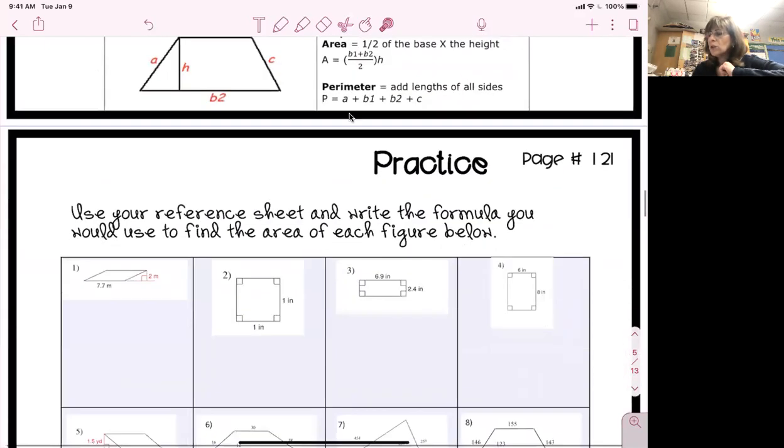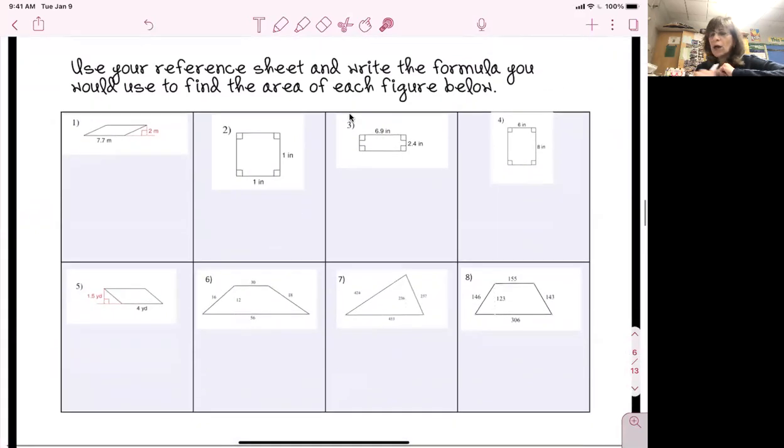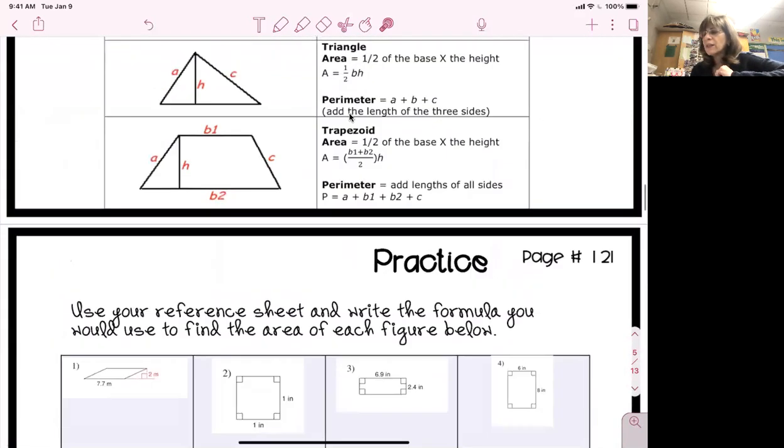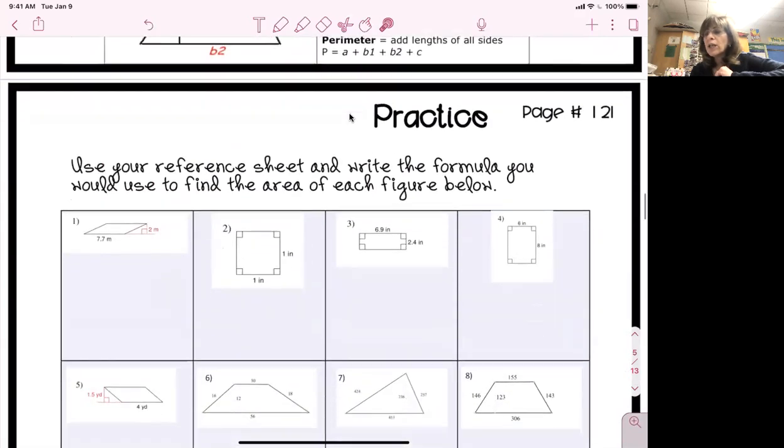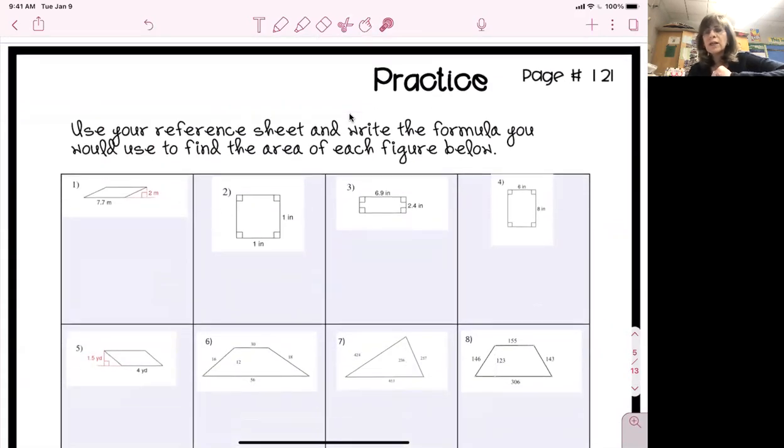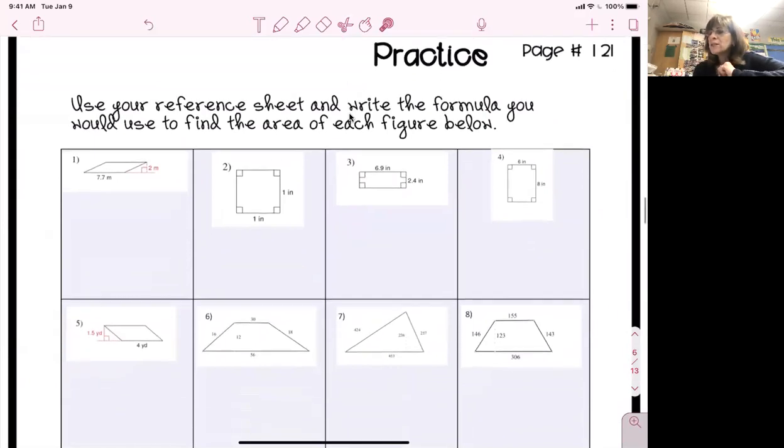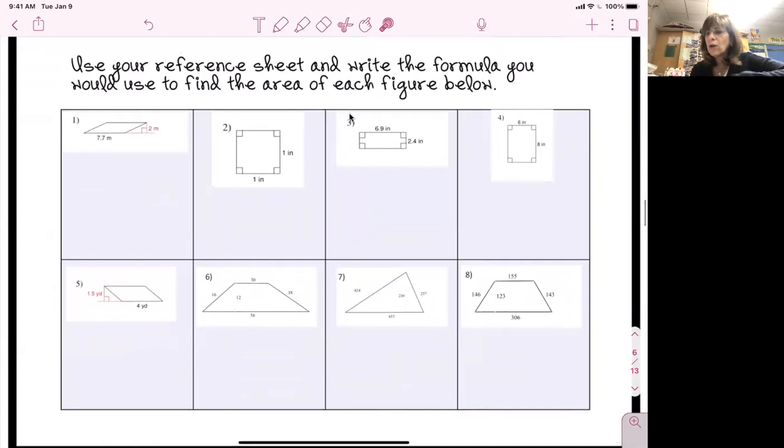Okay, so if you look at this page 121, you can use this reference sheet here, or in Google Classroom, you have the MCAS reference sheet, which you can use anytime you want. So I want you to use your reference sheet, turn me off, and try to find the correct formula that you would use for each one of these areas. Now, you might want to look at it first and say, okay, what shape is it? And then figure that out. So turn me off and then turn me back on.